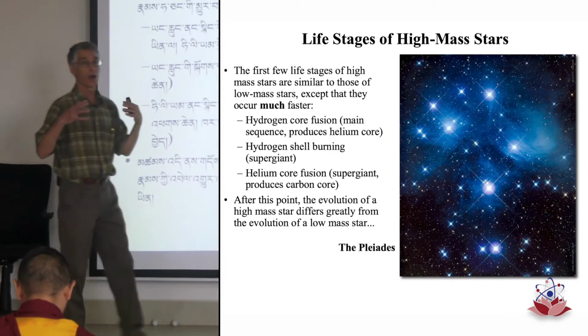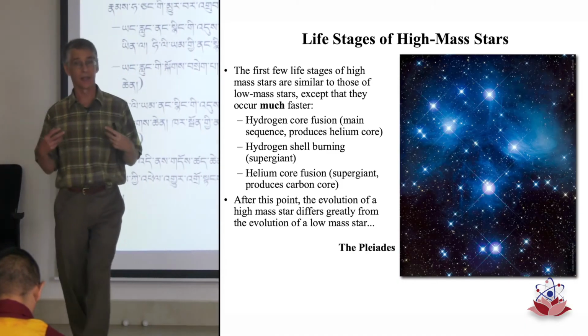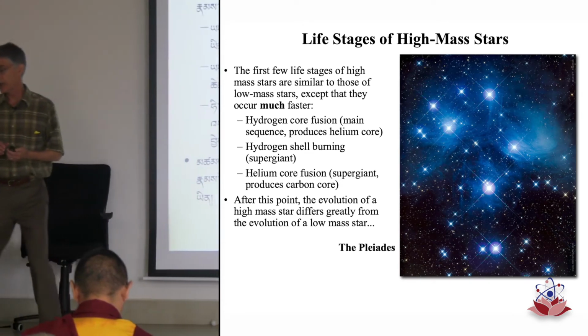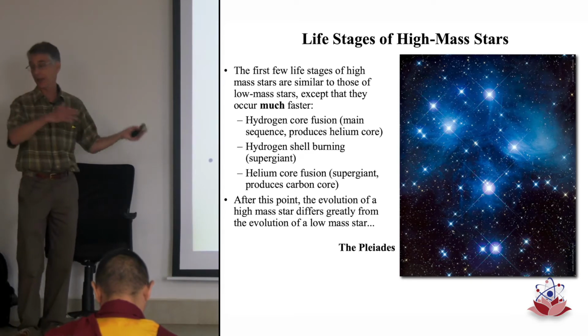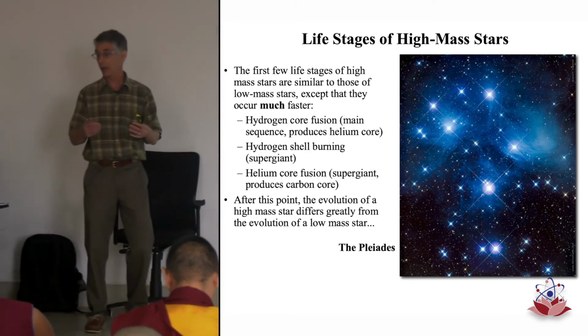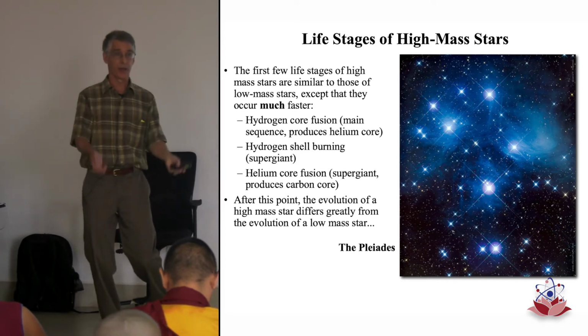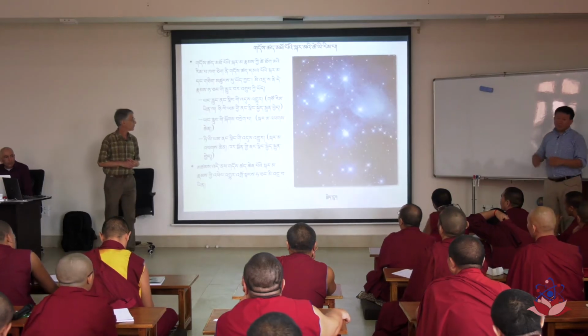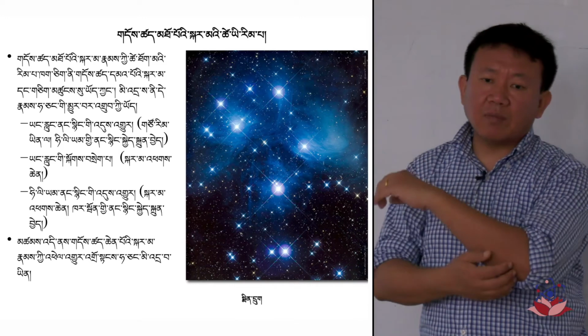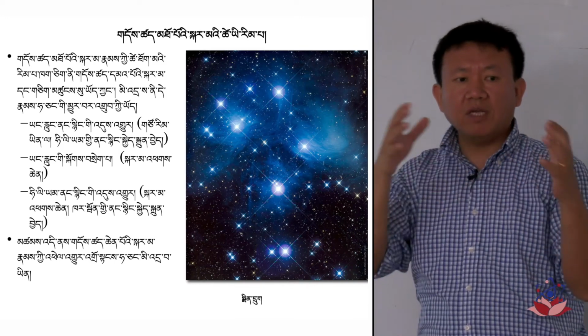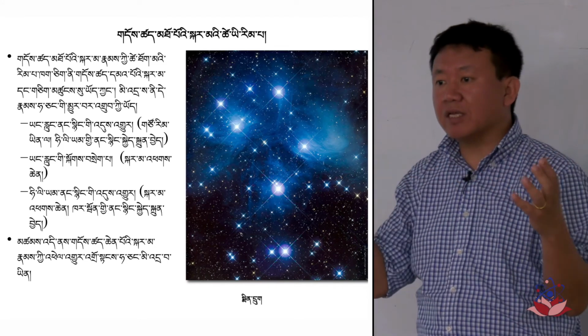So stars much more massive than the sun, initially it's very similar. They turn hydrogen into helium while they're on the main sequence, and then they turn helium into carbon once they run out of hydrogen.